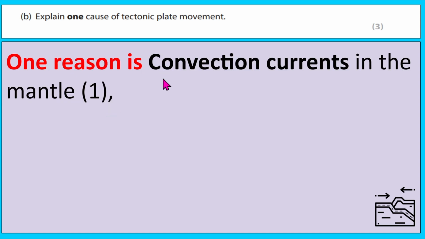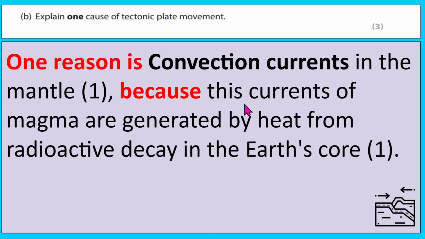So one reason is convection currents. There's my point, and there is my 1 mark. I say in the mantle; I'd probably still get a mark if I just said convection currents. Because these currents of magma are generated by heat from radioactive decay in Earth's core. So as an examiner, as soon as I see radioactive decay, I'm awarding my 2nd mark. So yeah, I'm at 2 now.